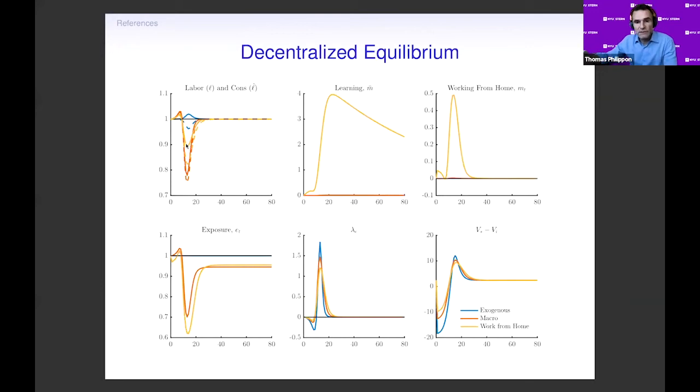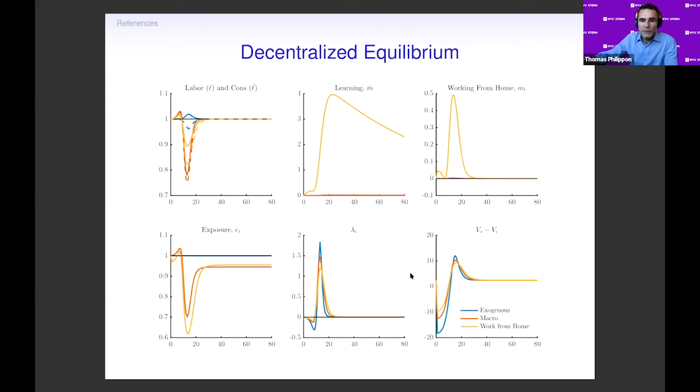It's not as efficient, so there's still a drop in output, but it's much better than not doing anything. And so that allows you to limit the drop in GDP and at the same time decrease your exposure more. Okay, so that's what happens to the exposure. That's the labor. This is the working from home. So the people working from home peaks together with the crisis.